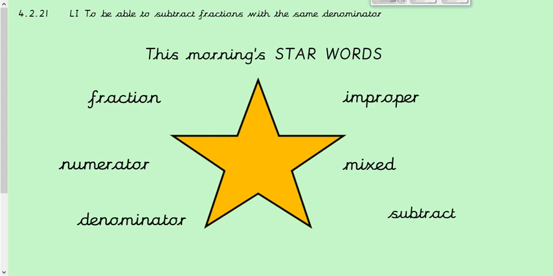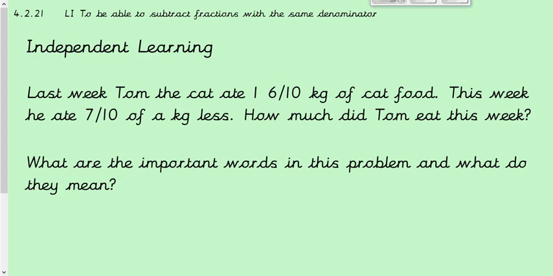So we have the same style words. Let's crack on with the first question. So it says, last week Tom the cat ate 1 6/10 kilograms of cat food. This week he ate 7/10 of a kilogram less. How much did Tom eat this weekend? What are the important words in this problem and what do they mean?